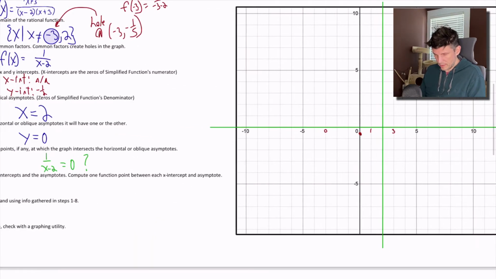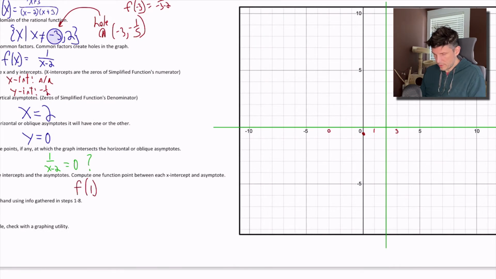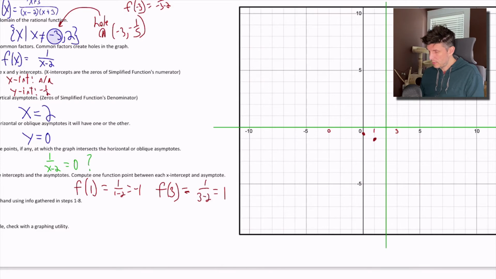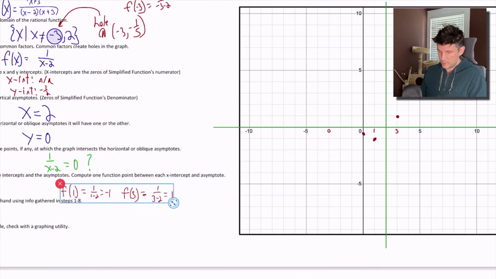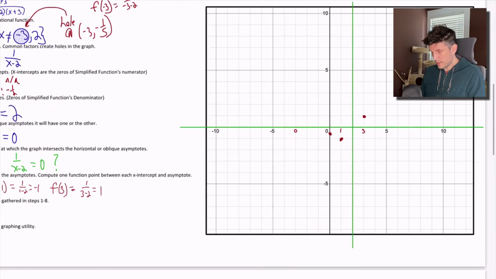So let's evaluate f of 1. That's going to equal 1 over 1 minus 2, which equals negative 1. So we know we have a point right there. And then when we do f of 3, that's going to equal 1 over 3 minus 2, which equals positive 1. Great. Let's get these guys out of the way, and then the rest is just graphed by hand.